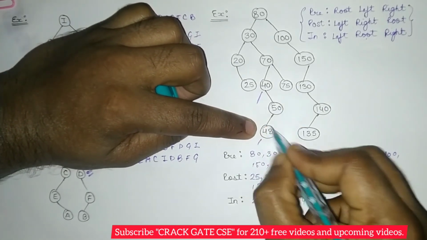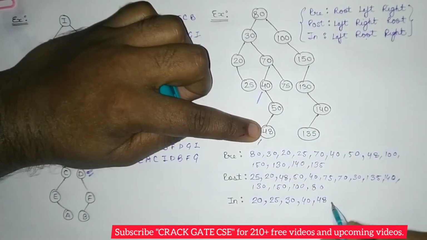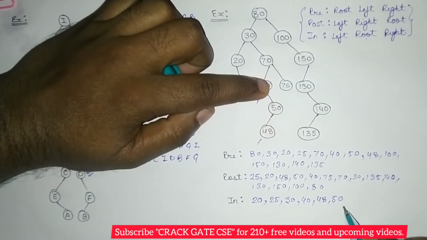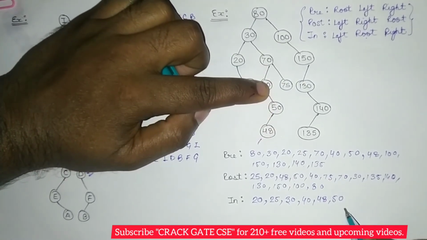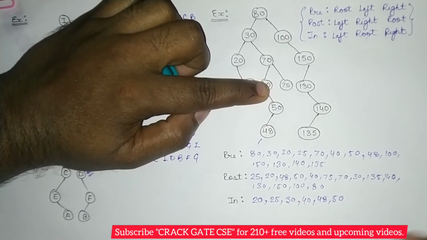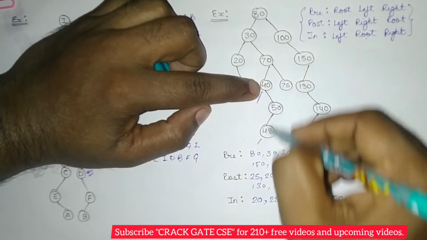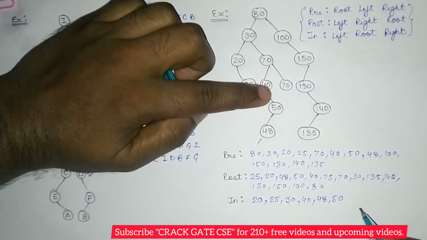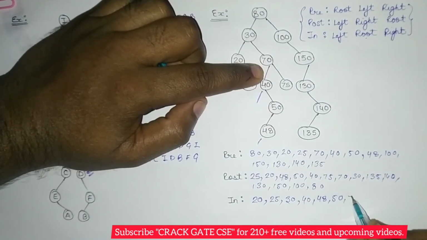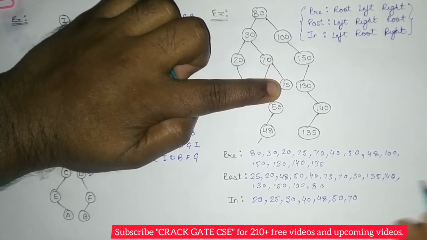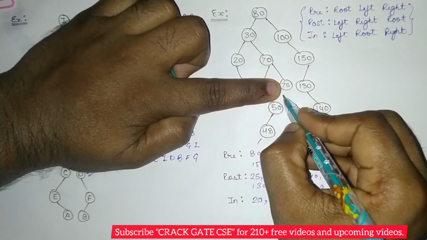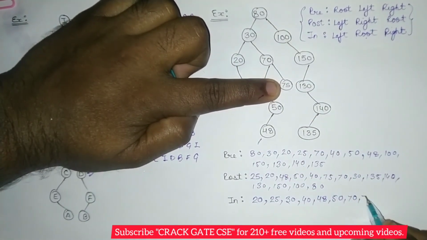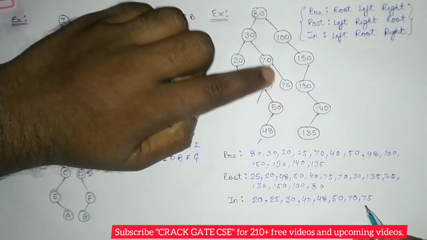And for this 50, this is the left. So left is done. Then you have to print the root, which is 50. Now this is done for this 70. So the left subtree is now completed. After completing the left subtree, we have to print the root. That means this 70 for this particular subtree. Print 70. Then move on to the right. For 75 there is no left. Then print 75. Check right, no right, backtrack.